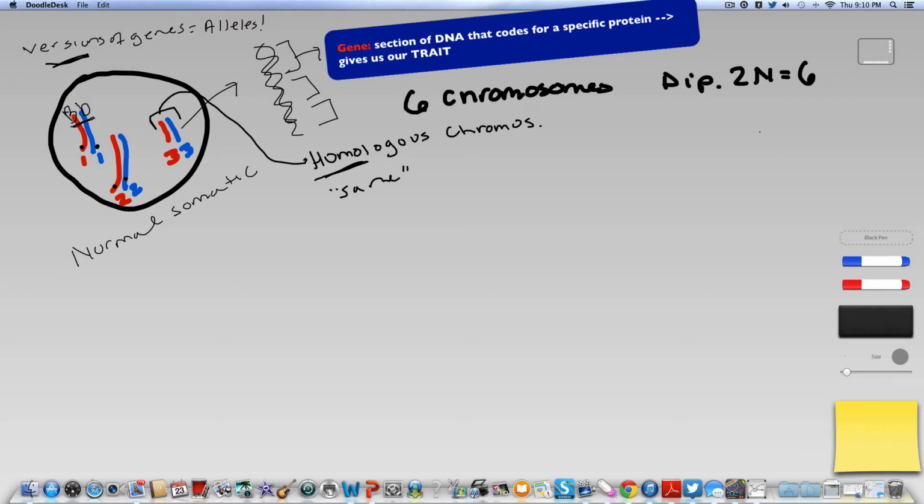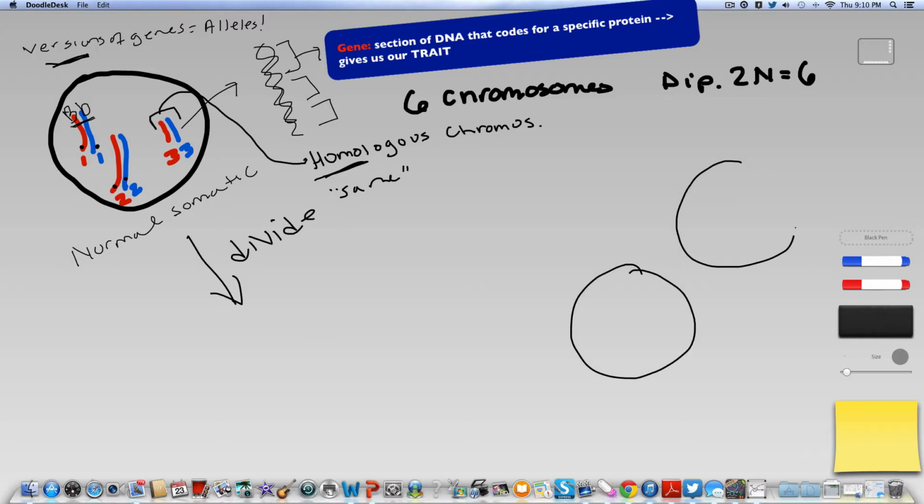Now, what happens when a cell goes to divide? When the cell goes to divide, in the end, we want to get two cells that look exactly the same. So that means what we really want is to have two cells that have the same exact chromosome 1, chromosome 2 from mom, and a chromosome 3 from mom, and a chromosome 1 from dad.